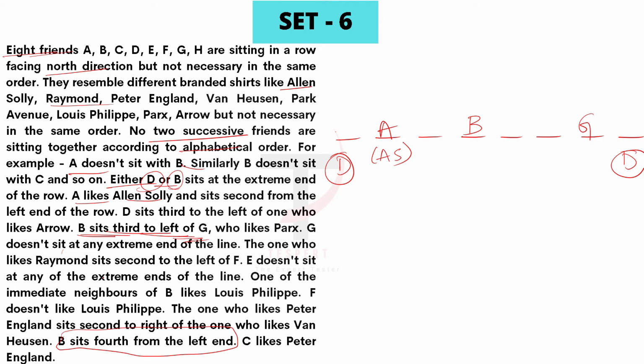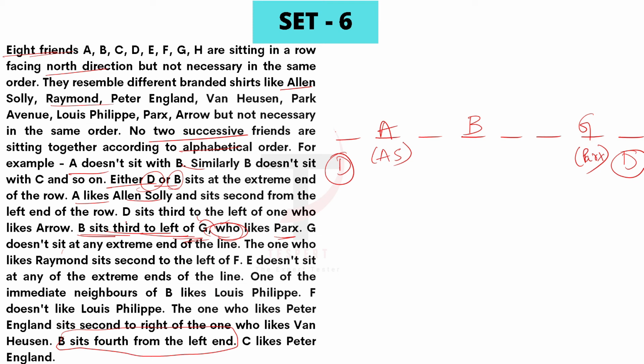Okay, so B sits third to the left of G, who likes parks. So this "who" refers to G. I explained this about "who" and some other rules in the first session. So G likes parks, so let us mark it.